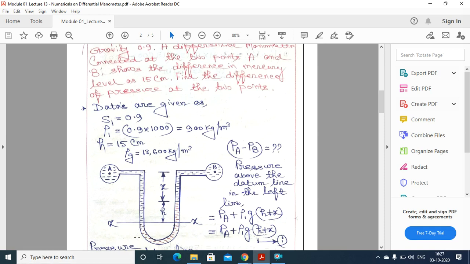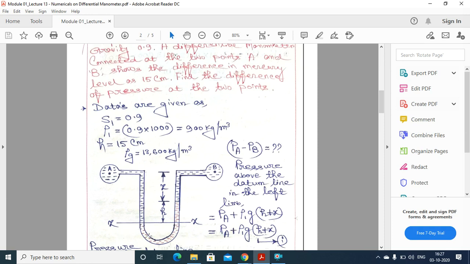So here this U-tube glass is attached with two different pipes, pipe A and pipe B, and we have to measure the pressure difference between these two pipes, that is PA minus PB.